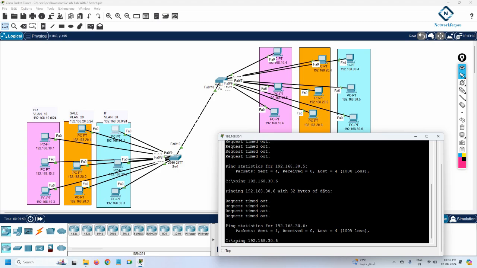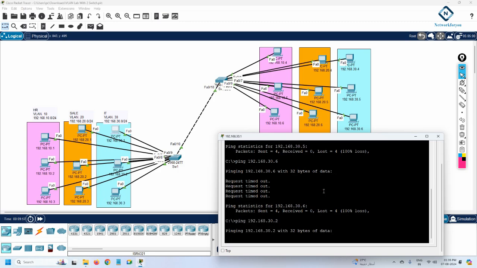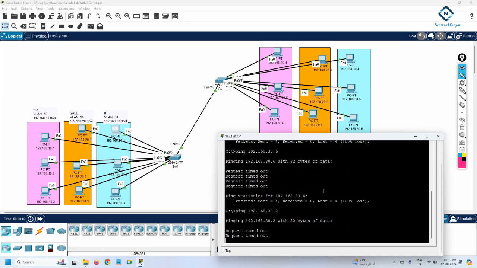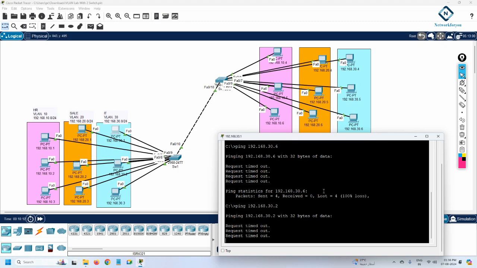Anyhow, let's see. Let me ping 30.2. So I will ping 30.2. We will see whether it is working or not. 30.2. I think it will not work. See, request timeout. The first packet will be dropped for the ARP, Address Resolution Protocol. ARP is nothing but Address Resolution Protocol. ARP is a protocol which is going to get the MAC address for the IP address. But here if you see, all three packets are dropped, it is not working.